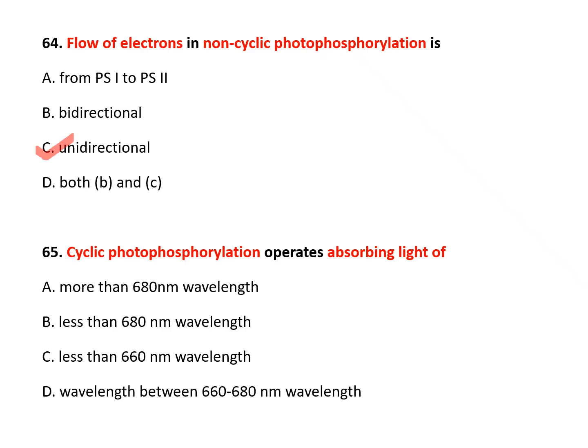The next question, number 65. Cyclic photophosphorylation operates by absorbing light of option A, more than 680 nm wavelength, option B, less than 680 nm wavelength, option C, less than 660 nm wavelength, option D, wavelength between 660 to 680 nm. The correct answer is option A, more than 680 nm wavelength, that is 700 nm.